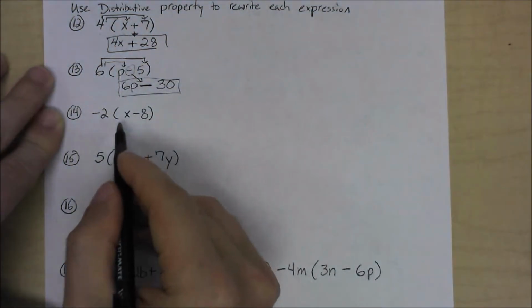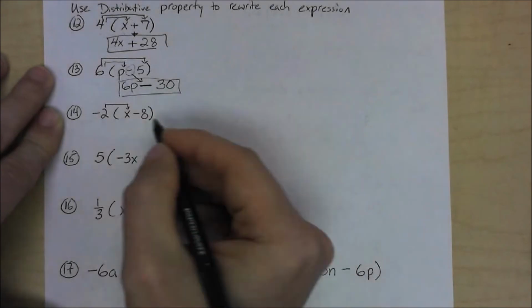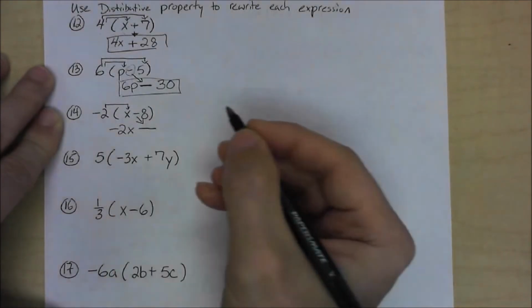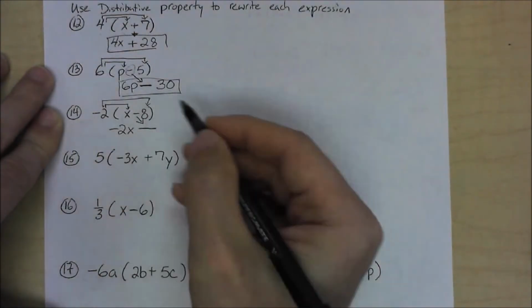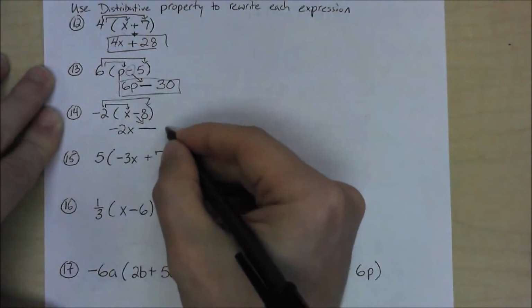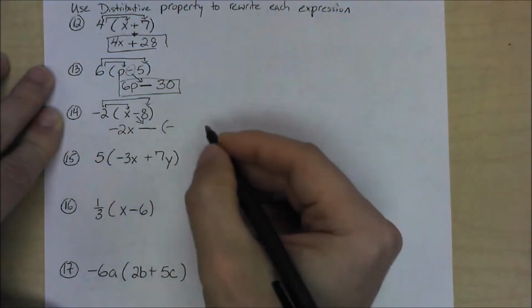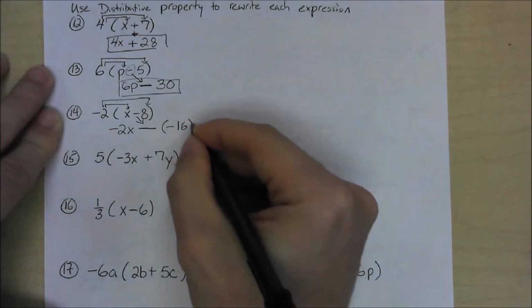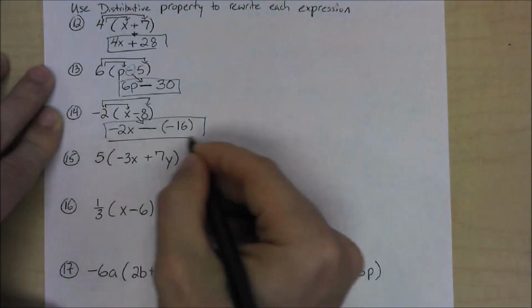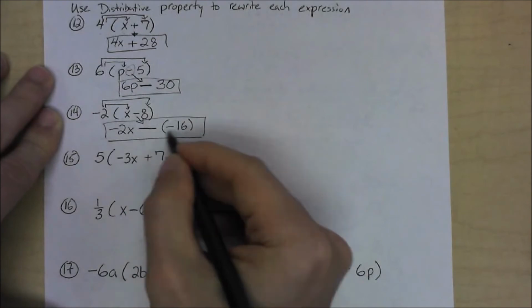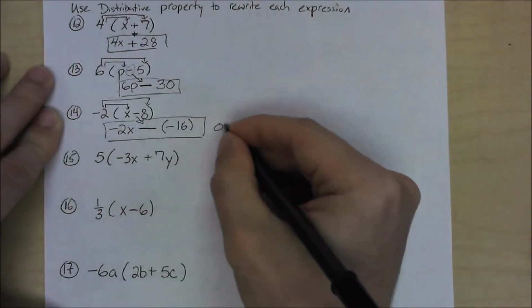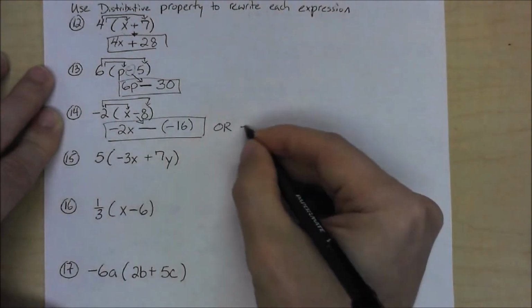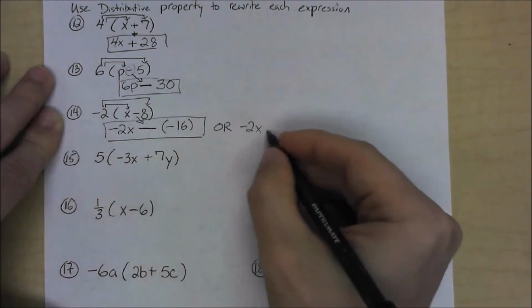Now let's take a look at this one. First we have -2 times x. That's -2x. I'm going to bring down that subtraction sign. And now I have -2 times 8. When signs are different, the answer is negative. So I'm going to put parentheses there to separate that negative sign. And -2 times 8 is going to be -16. So your answer is -2x minus -16.